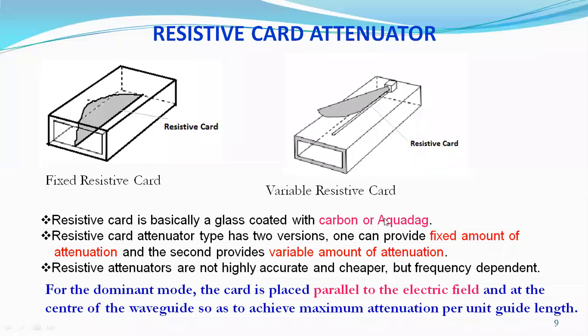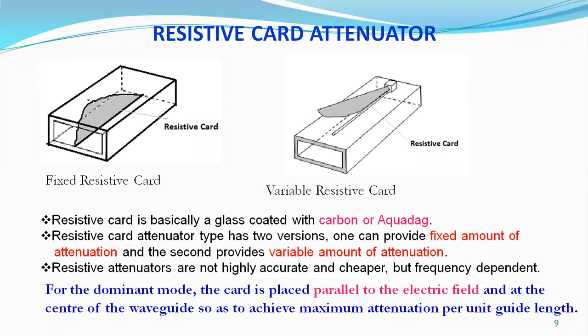The variable attenuator type we can see in our laboratory. After the klystron mount and the isolator, immediately there is a device called the attenuator. It is a variable, tunable type. By varying it, we can observe a variation in the signal levels. It is made up of a rectangular waveguide, and on top we have a resistive card that we penetrate into the rectangular waveguide.